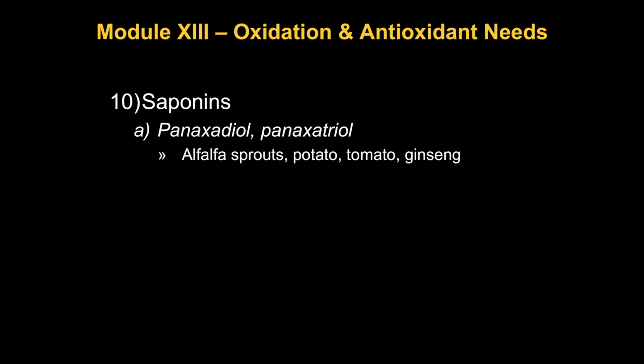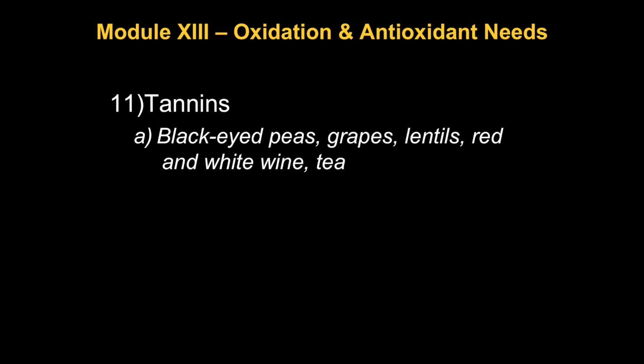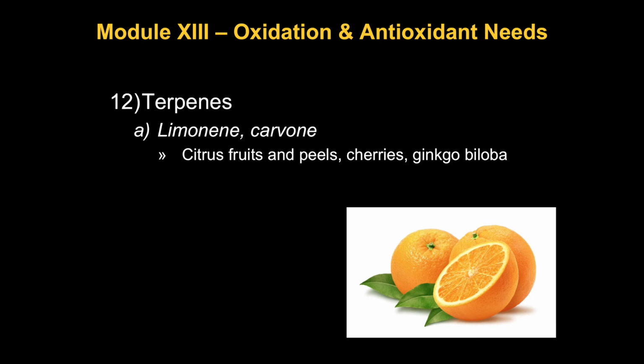There are saponins, which are found in things like alfalfa sprouts and potatoes and tomatoes and ginseng. Again, an antioxidant here. Then there are tannins, which are found in things like black-eyed peas and grapes and lentils and red and white wine and tea. Again, antioxidants. Then there are the terpenes, like limonene and carvonine. These are coming from citrus fruits and peels and cherries and ginkgo biloba.